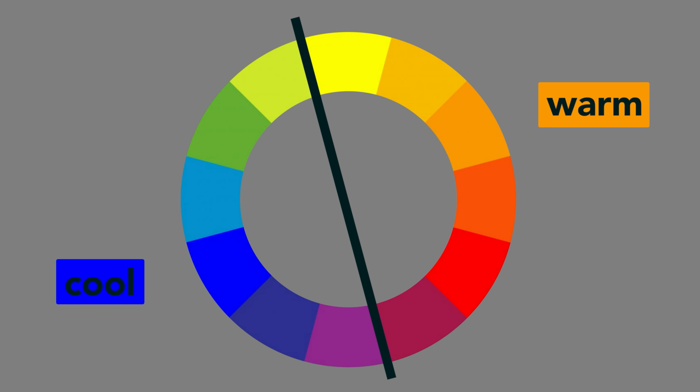There's probably a lot of different ways that we can explain the warm-cool concept, but let's just say that colors that contain some noticeable quantity of blue are going to be considered cool, whereas those not containing that noticeable quantity of blue are going to be warm colors.